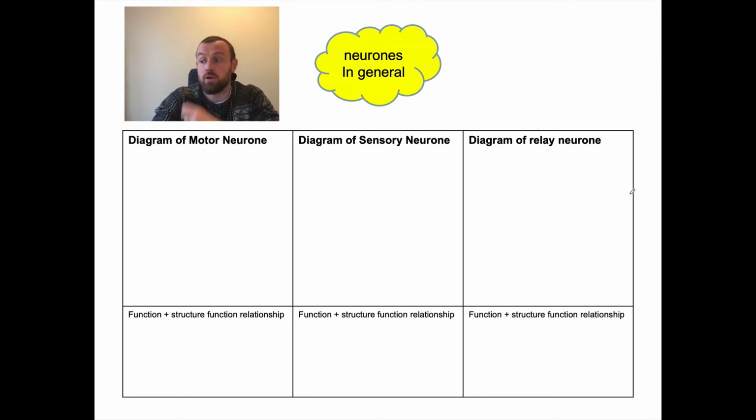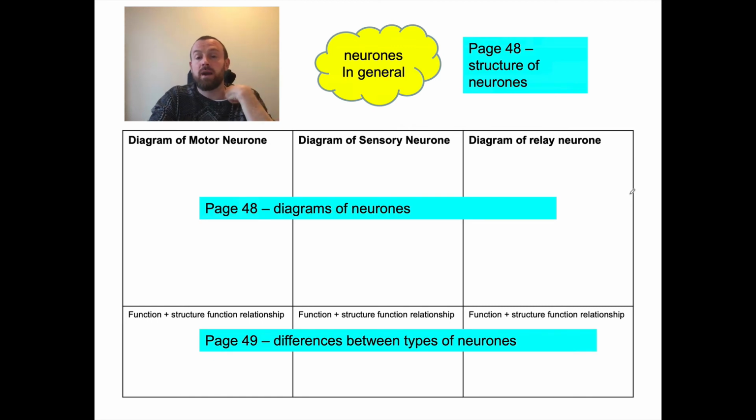So what are the general common features? For example, they have a lot of mitochondria because they're very metabolically active. They all have a cell body, that kind of stuff, okay? So page 48, structure of neurons, is what you're going to do, to get the general features. Then page 48, the diagrams of neurons. And page 49, the differences between the types of neurons.